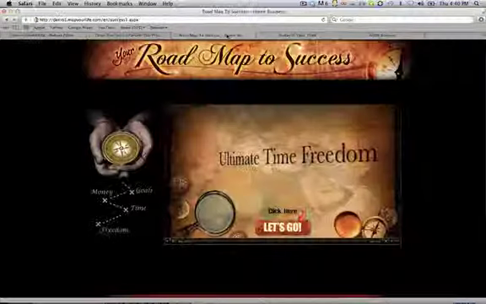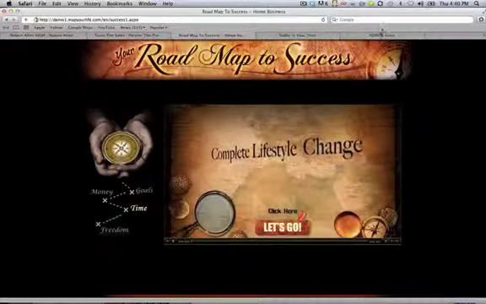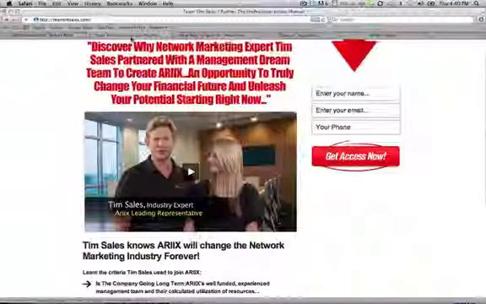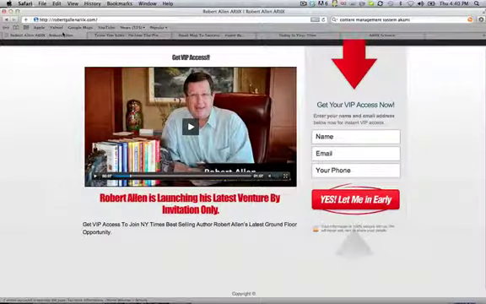So this is the look and the feel of the two sites, and then this is the corporate site, and then we need one for Tim Sells, and we need one for Robert Allen.